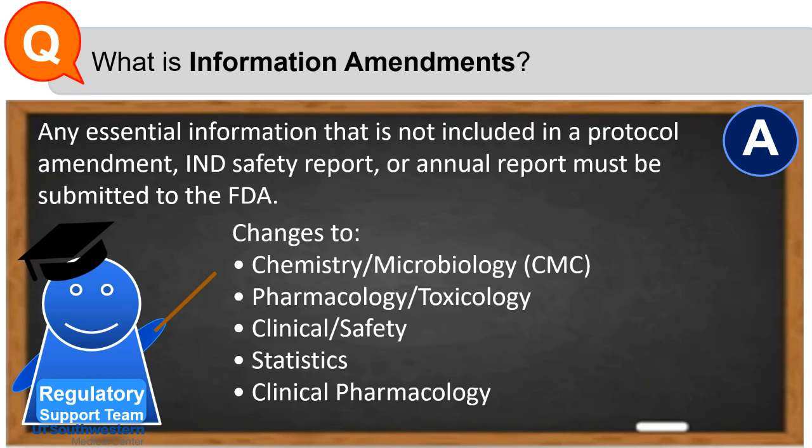Any information amendment submitted under an IND application is required to bear prominent identification of its contents. For example, it should be identified as information amendment, chemistry, manufacturing and control, or information amendment, pharmacology, toxicology, or information amendment, clinical. It can be submitted as necessary, but not more than every 30 days if feasible.